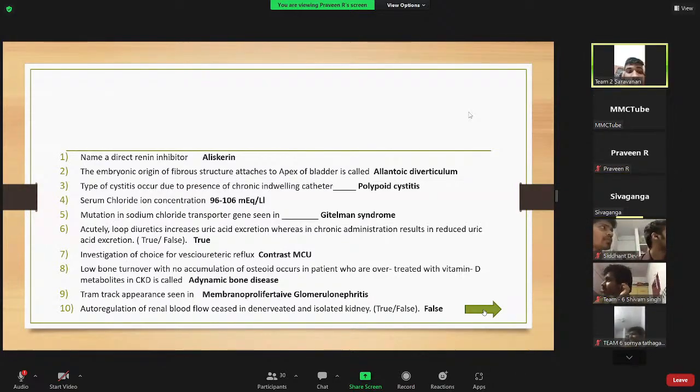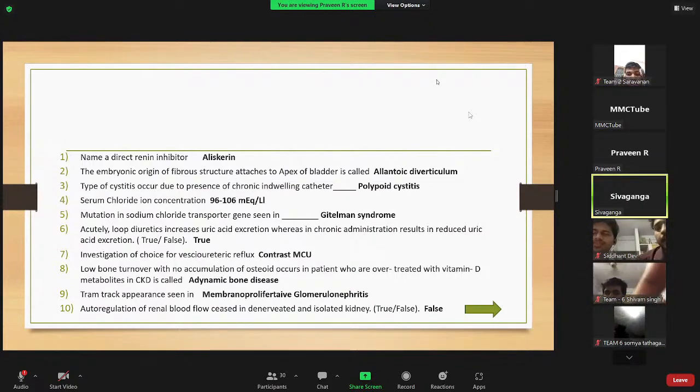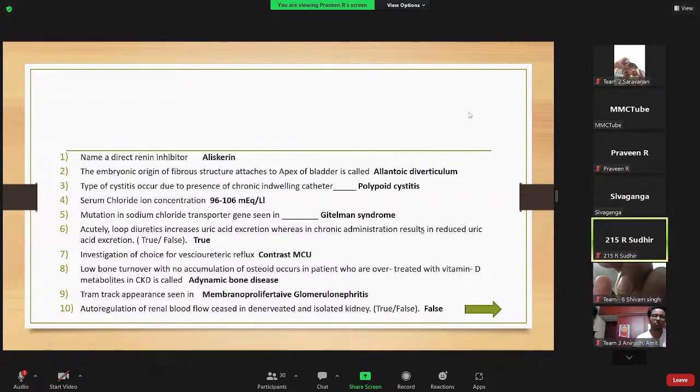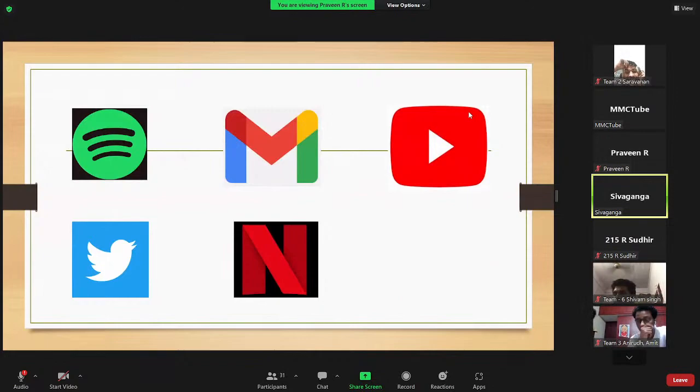Fifth question, they told Bartter syndrome, not Gitelman syndrome. Yeah, fifth one they told Bartter syndrome only. Okay, 70 marks. Negative is not there for wrong answer, sir. Oh, no negatives. But if you answered wrong, you will get 0 marks.